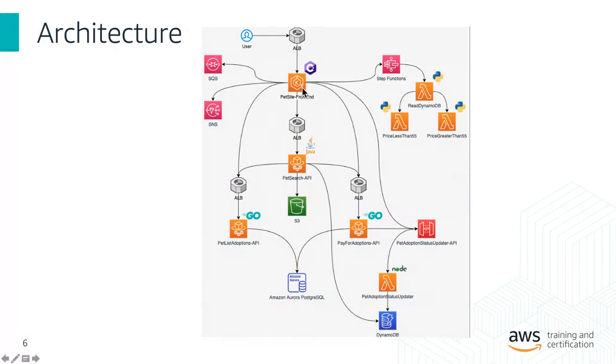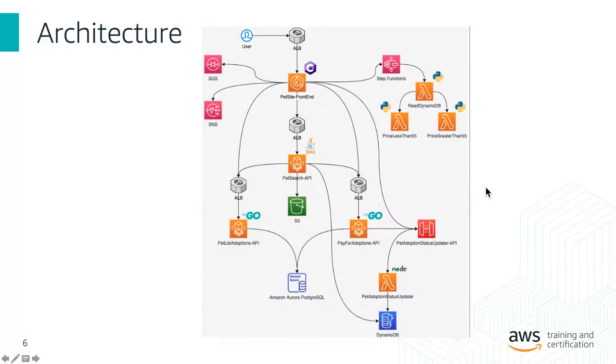On the other hand, if I want to adopt a pet, I make a call to the front end, and the front end calls another API, which is called pet adoption and status update. So basically what it does is it updates the pet to be adopted so that the same people cannot adopt the same pet twice. And it saves the data into DynamoDB.